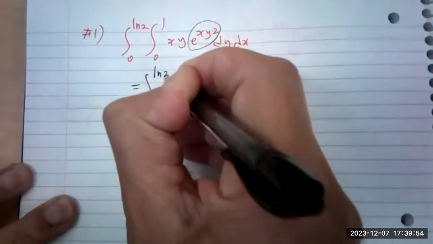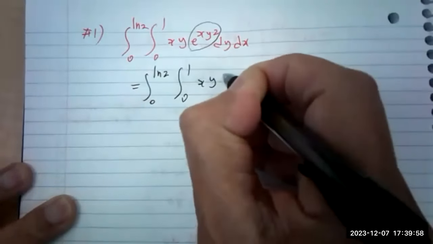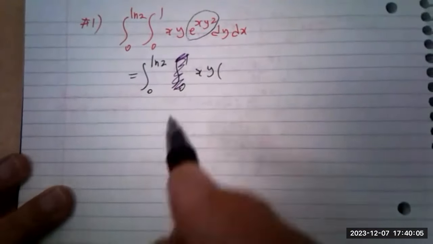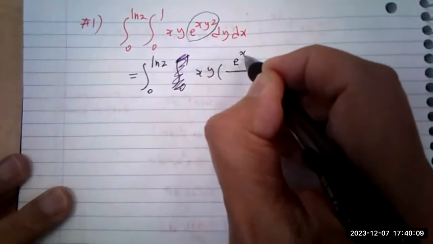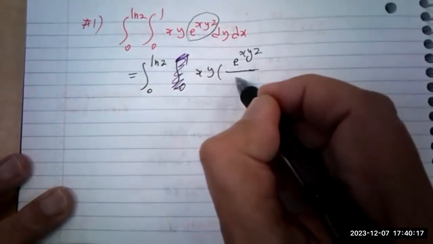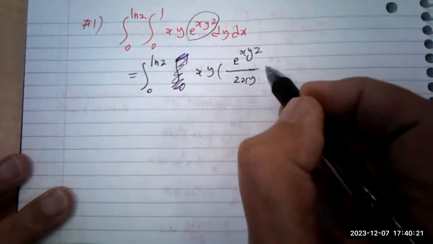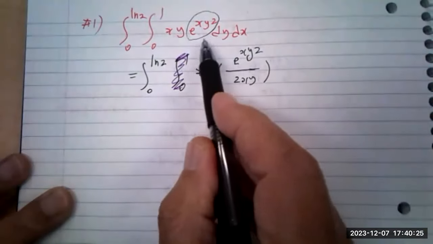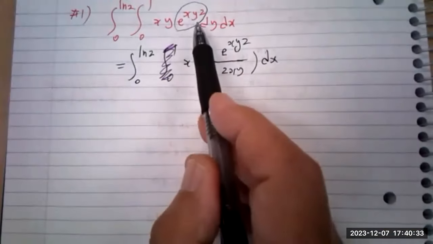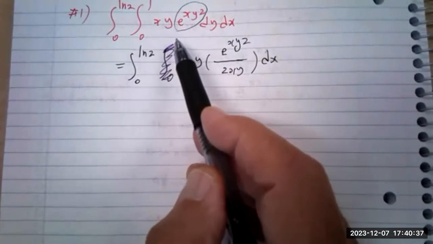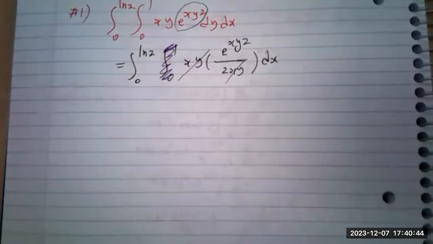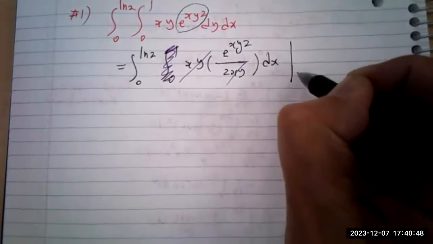0 to ln 2, 0 to 1. Keep whatever it is. Sorry, I should have put the integral again. I want to integrate it. e to the x y squared would be as is, this would not change, but you have to divide by u prime. U prime, in this case with respect to y, the derivative with respect to y would be 2xy. That gives you 2xy, then the dx. So that is exactly as is. Now you simplify it. These two will cancel out, so you end up with it evaluated from y equal to 0 to 1.